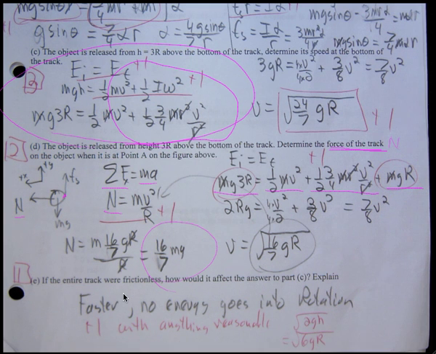And then finally, if the entire track were frictionless, how would it affect the answer to C? And so C is asking for the speed. And so you have to say, is it going to be faster or slower or the same? Some people were answering some other question like the time or something. And so focus in on what it's about. More speed, less speed, same speed. And then any reasonable explanation.